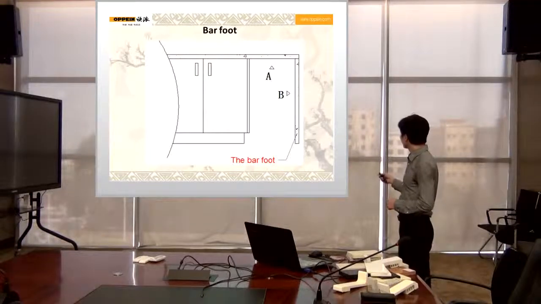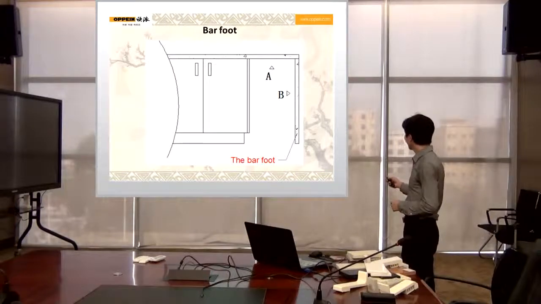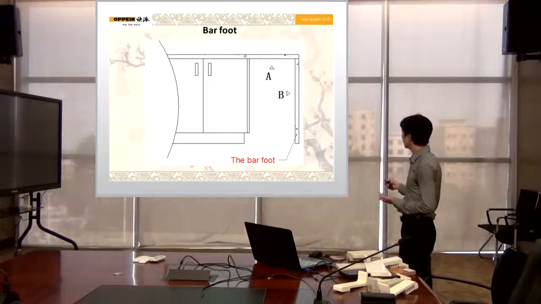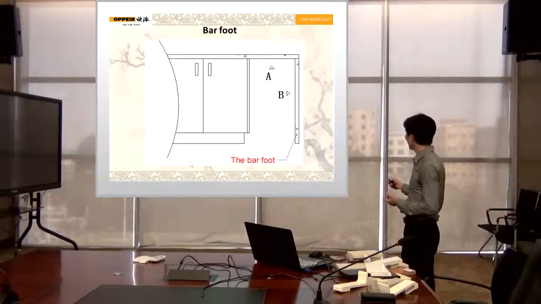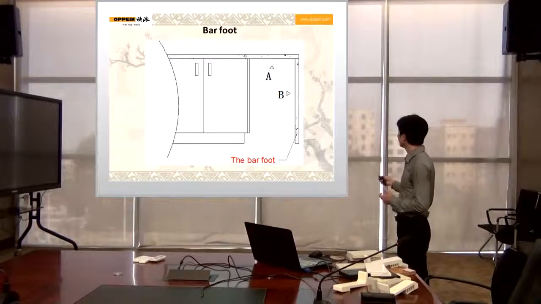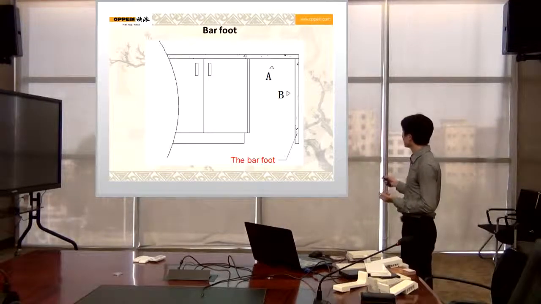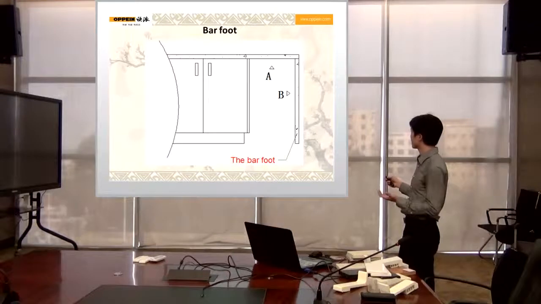So this area and this area, this side and this side. We have two options. For B, usually we use the same as the front side, the countertop material. But for A, we have two options. One is the wood material, the other is the countertop material.